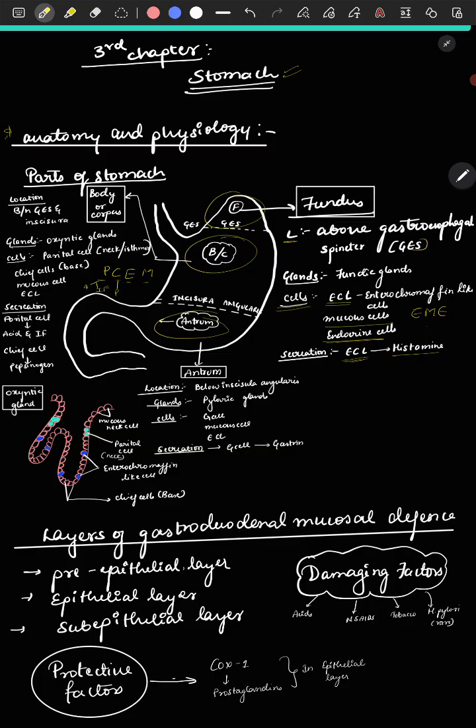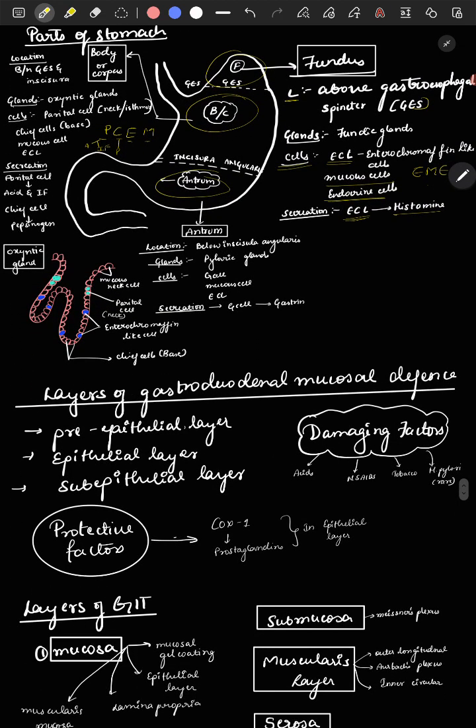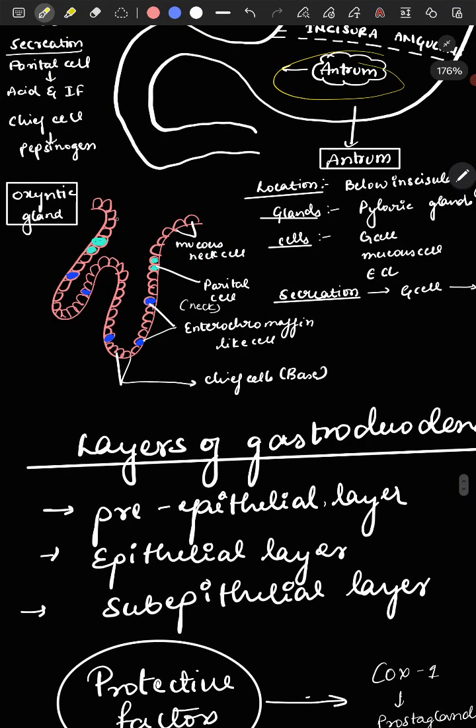And let's talk about the structure of oxyntic glands. The oxyntic gland is present in the body or corpus. It has mucous neck cells, parietal cells at the neck, and enterochromaffin like cells at the base, or just above the base, and chief cells at the lowermost part of the base.